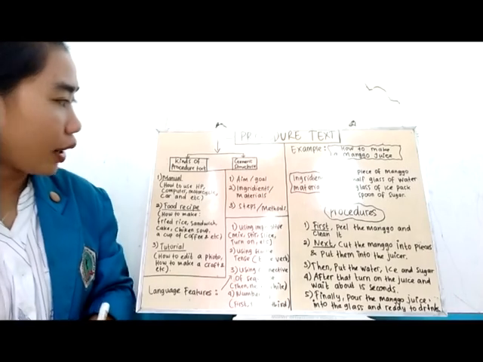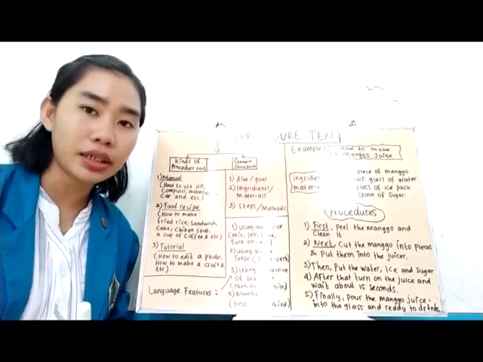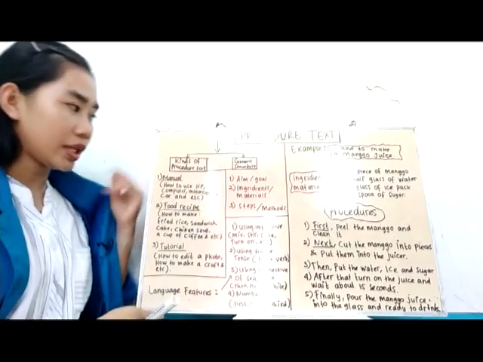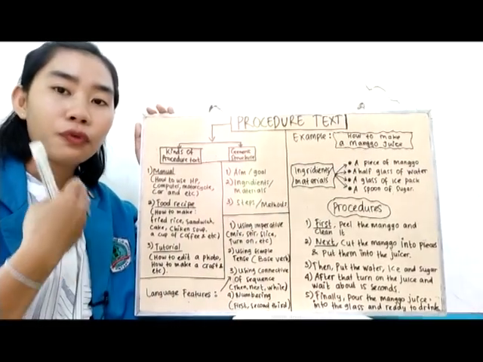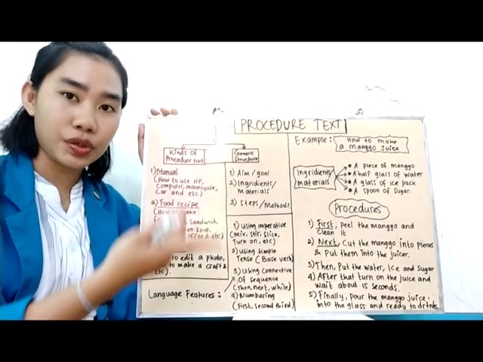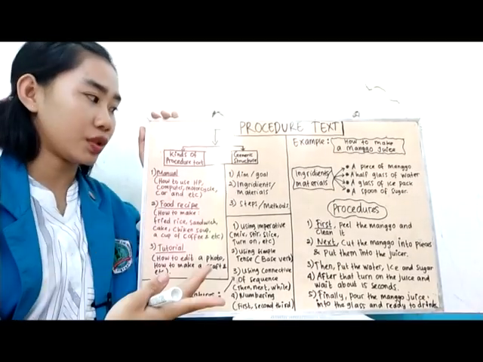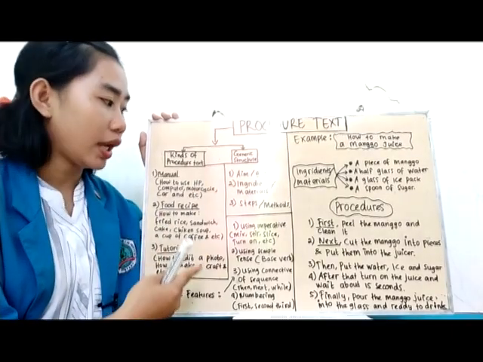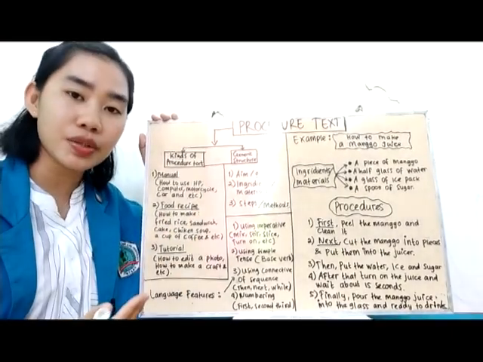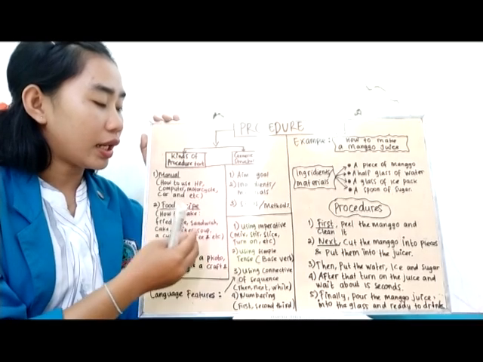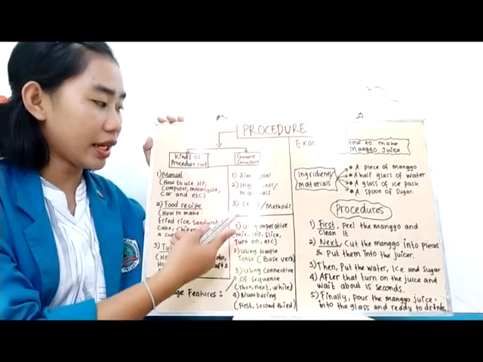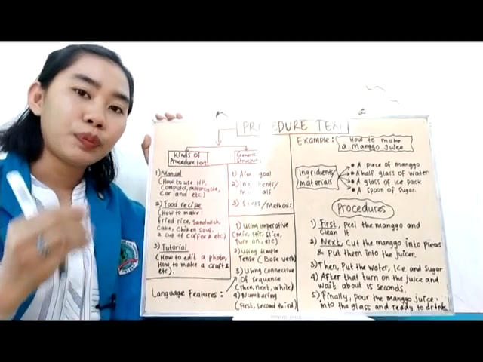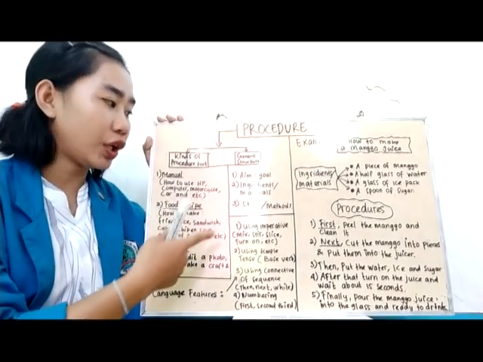And then the generic structure of procedure text. First, aim or goal. Aim or goal means what you make your procedure text for. So there is an aim or goal. And then second is ingredients or materials, the things that you put in or include in your practice.